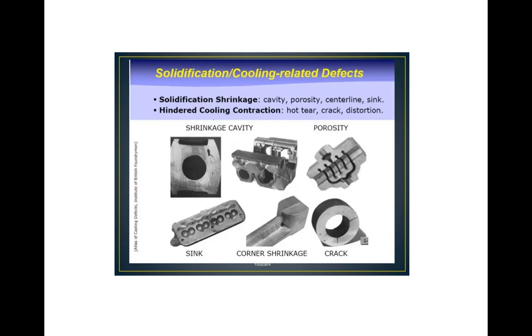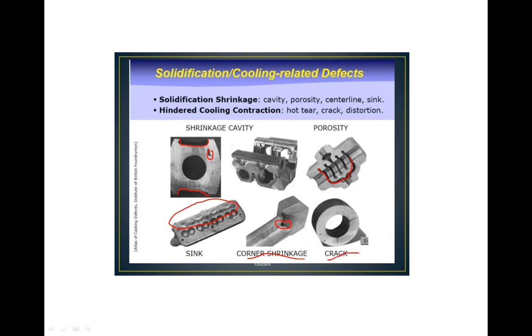This is the shrinkage cavity. This cavity will shrink, and this will also shrink, with some distortion and some shrinkage. Then porosity means these parts will remain porous in this portion. Then shrinkage or sink, you are observing this portion will sink. Then corner shrinkage, we observe the metal sinking at the corner.